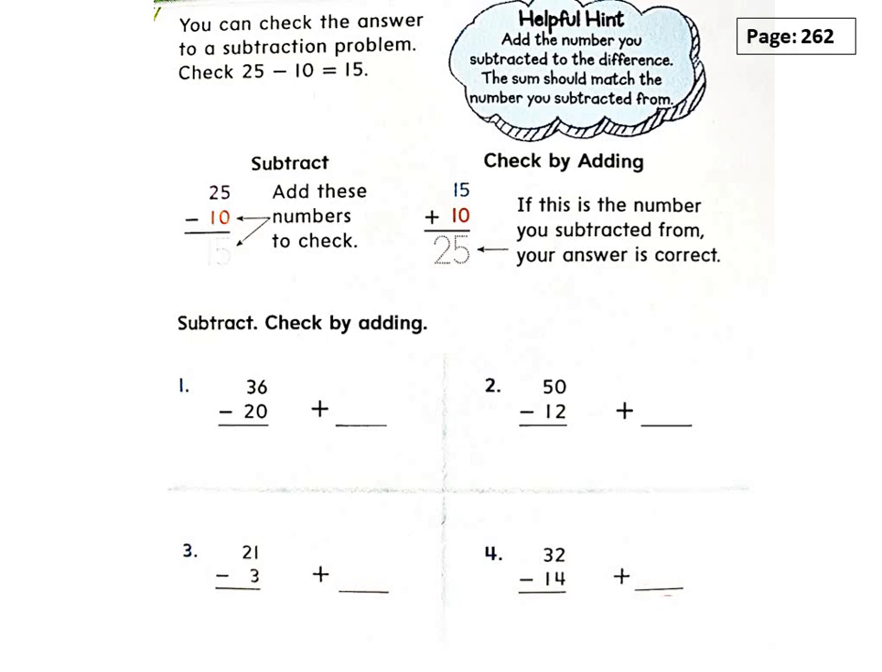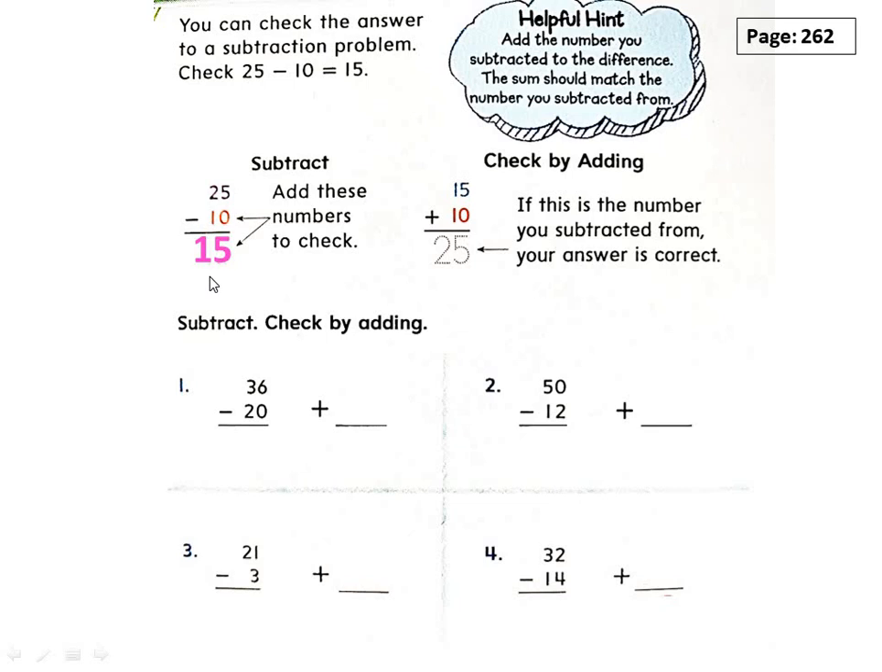Page number 262. Here we have 25 minus 10. Let's see how we can find the difference. As usual, we have to rewrite this problem. This is the largest number, which is 25, minus the smallest number, which is 10. So we have to start with ones. 5 minus 0 equals 5. Interesting. We don't have to regroup. Now, 2 minus 1 equals 1. So the difference simply is 15.